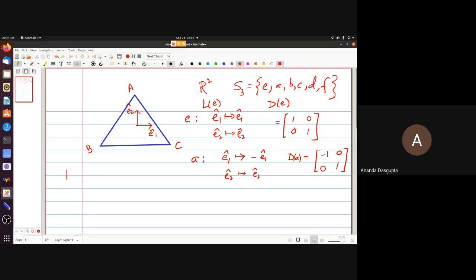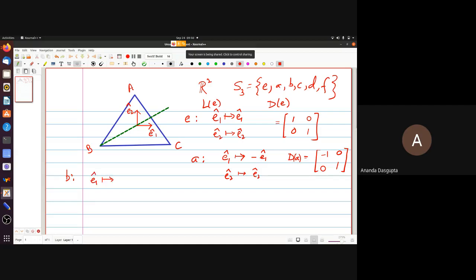Now let's talk about a slightly non-trivial one, which is B. And just to remind you, B is reflection in this median. Can anybody tell me what this will do? What will it do to E1?